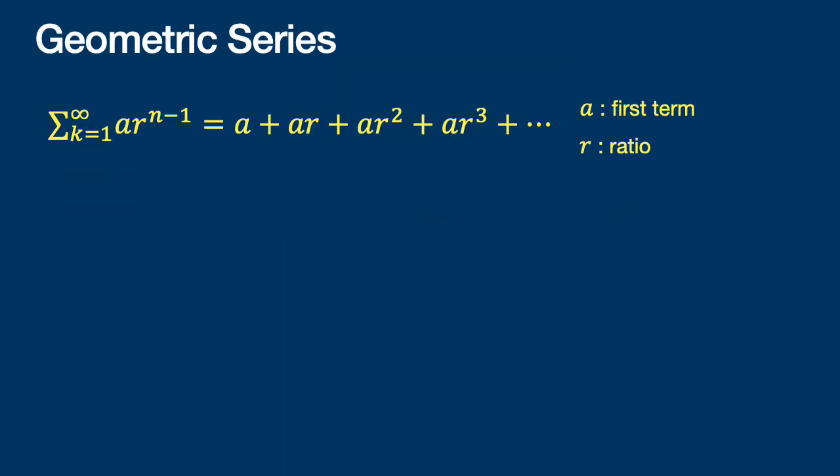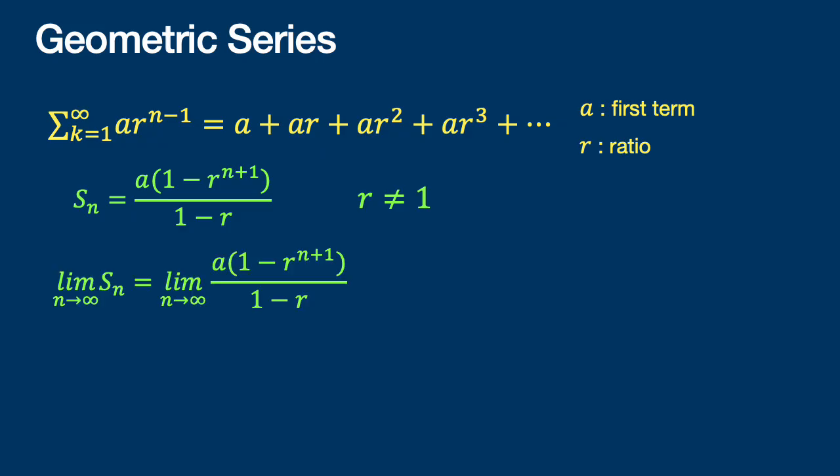Now, let's look at one of the most important types of series, the geometric series. A geometric series is a sum of a geometric sequence. A geometric sequence has a first term and a ratio, guys. To understand convergence of a geometric series, we look at the partial sum right here. The partial sum has a very neat formula. Of course, the denominator cannot be 0, so the ratio cannot be 1.